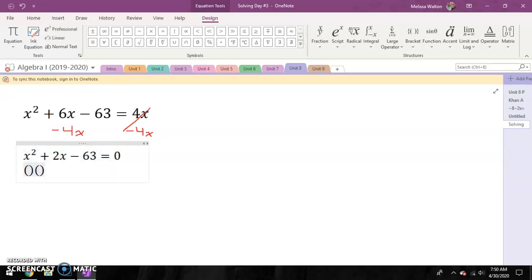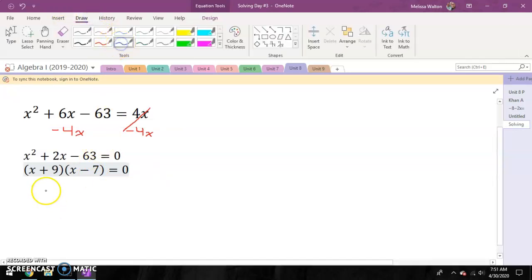And here's what we are looking to factor. x squared will break up into an x and an x. I have negative 63 and positive 2. We need two numbers that multiply to negative 63 and add up to positive 2. That would be plus 9 and minus 7. You can check your answer if you'd like at this point. x times x is x squared. Negative 7x plus 9x is 2x. And 9 times negative 7 is negative 63.